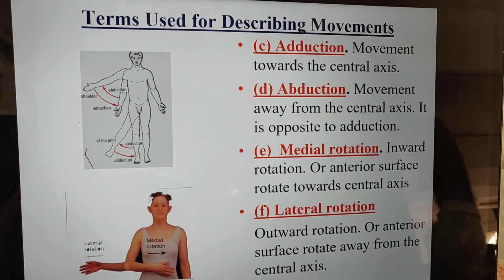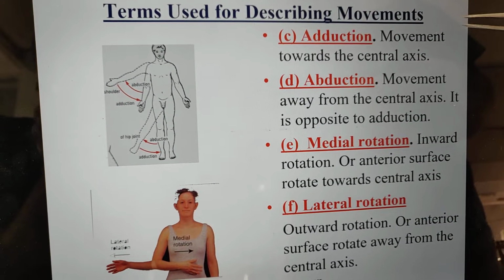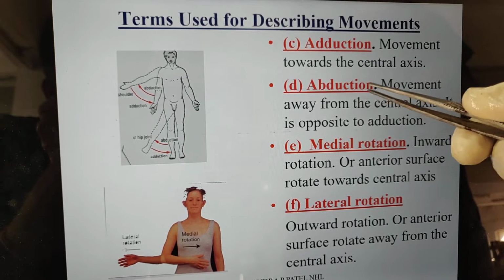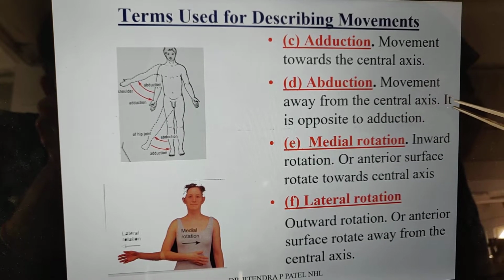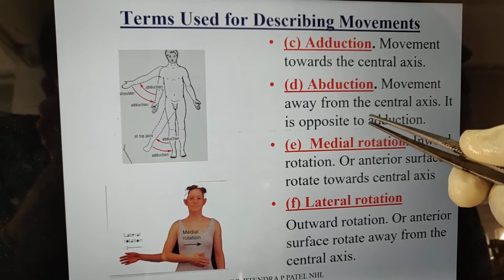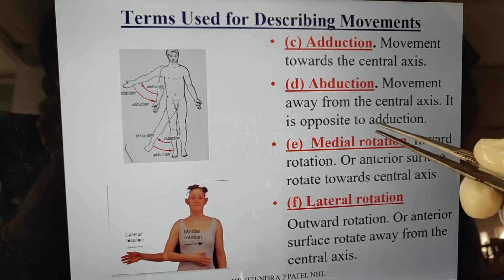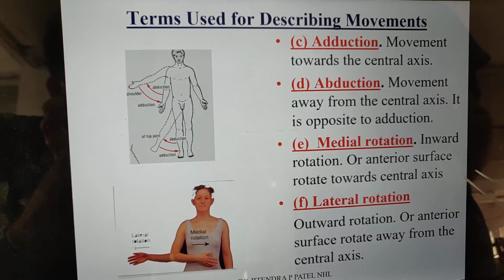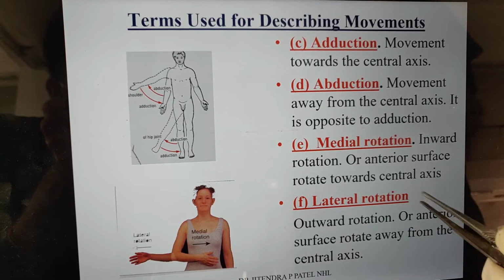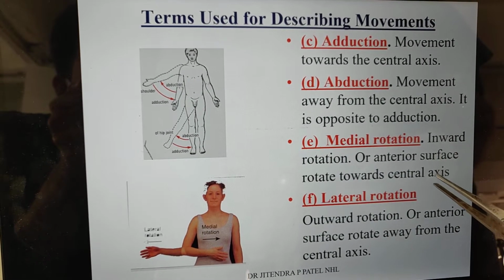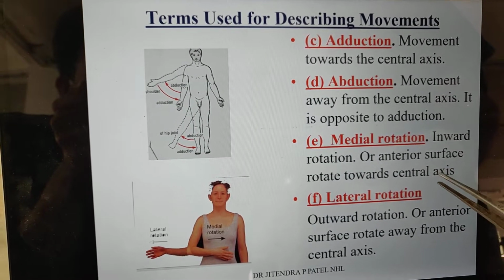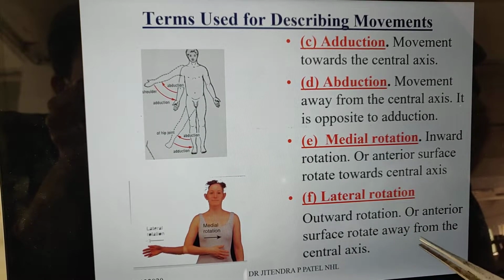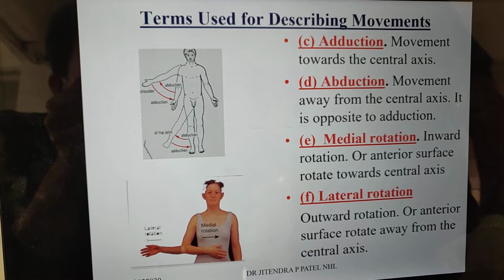Terms used to describe the movement. Adduction means movement towards the central axis, or the midline. Abduction means movement away from the central axis or midline; it is the opposite of adduction. Medial rotation, or inward rotation, is when the anterior surface rotates towards the midline or central axis, and outward rotation is when the anterior surface rotates away from the central axis.